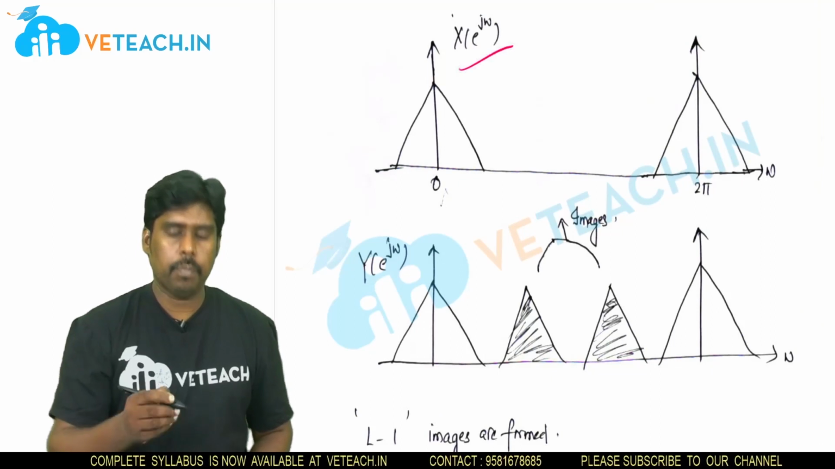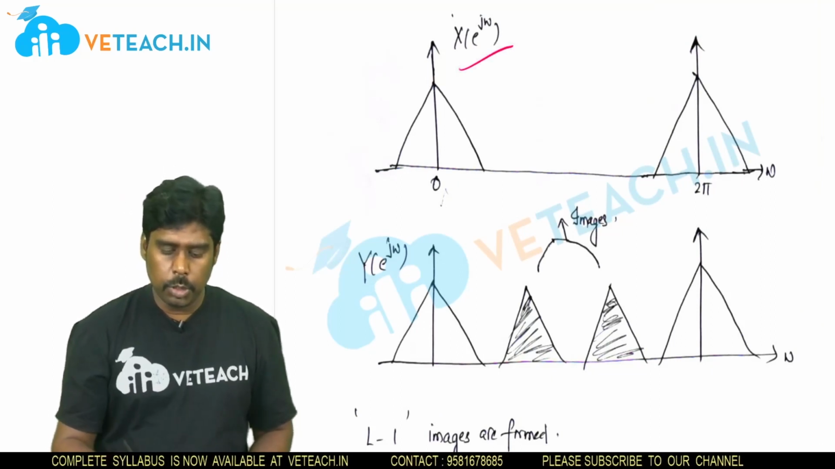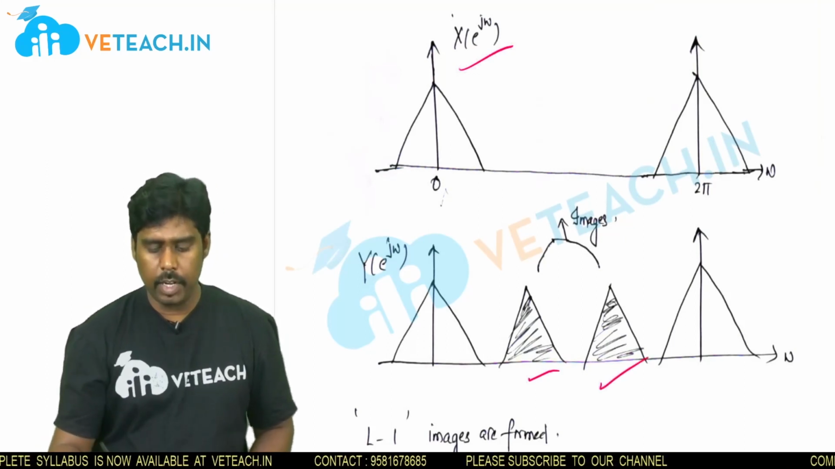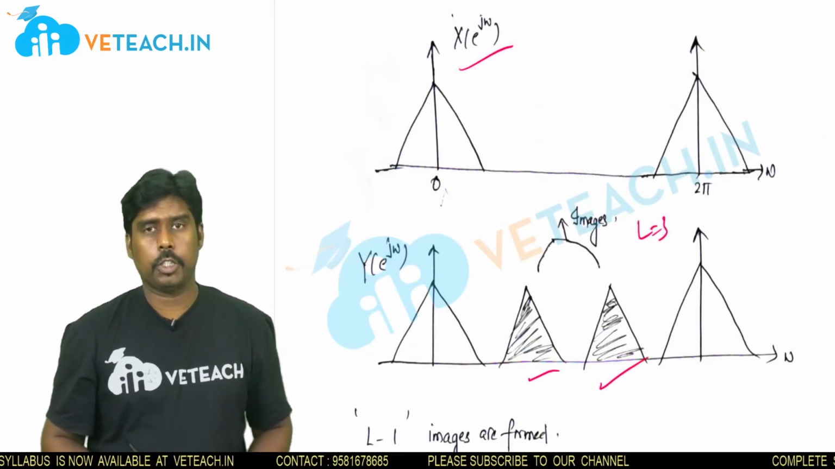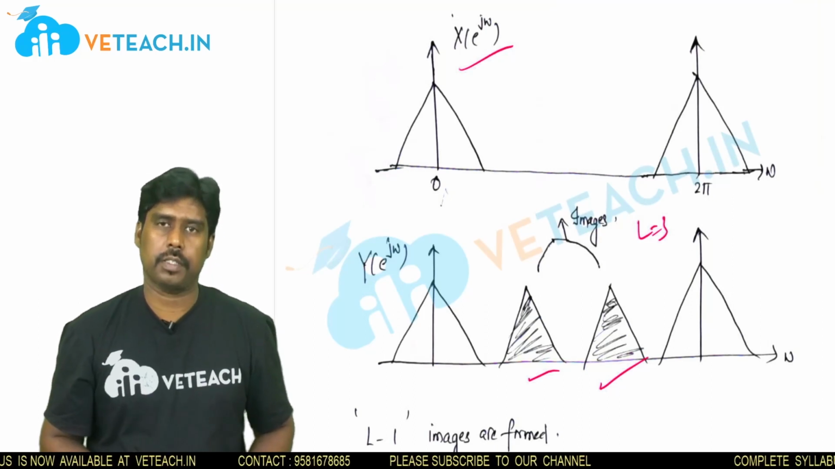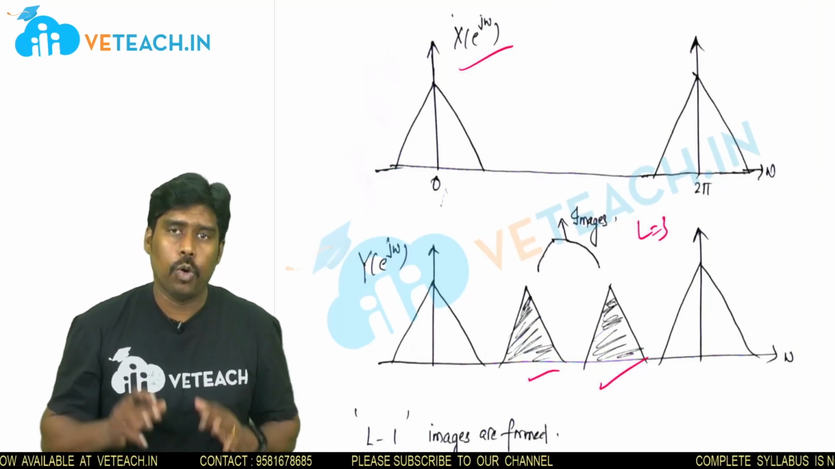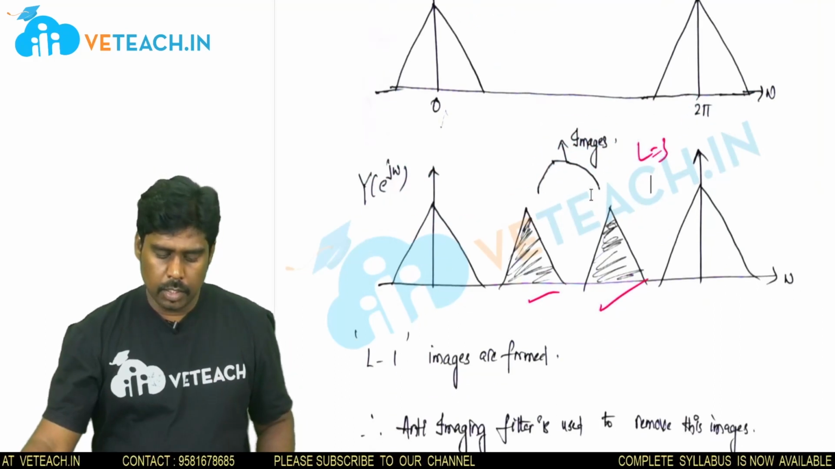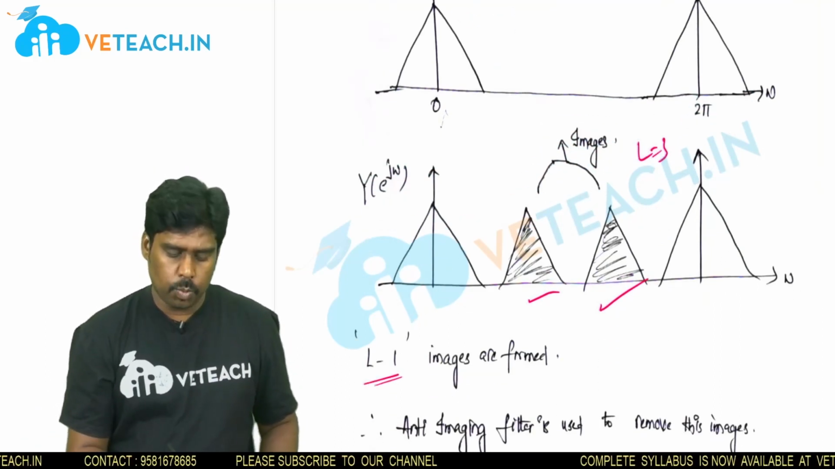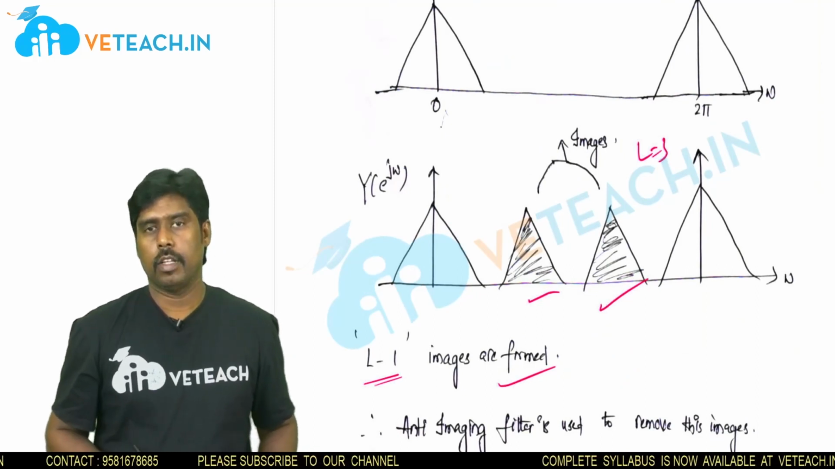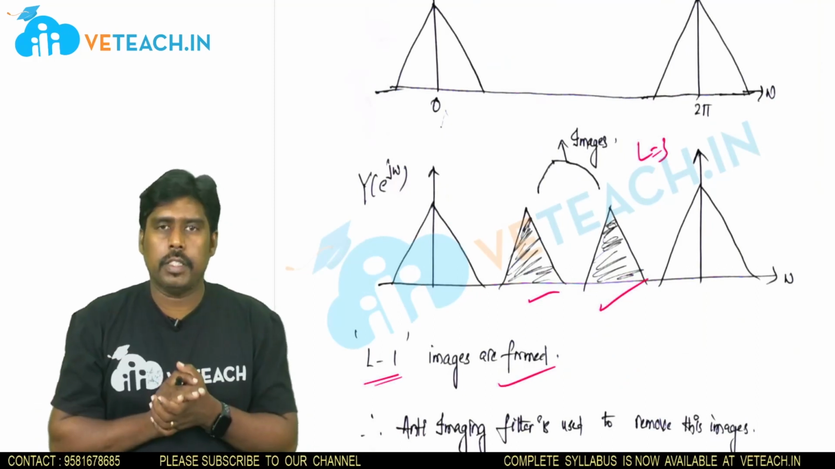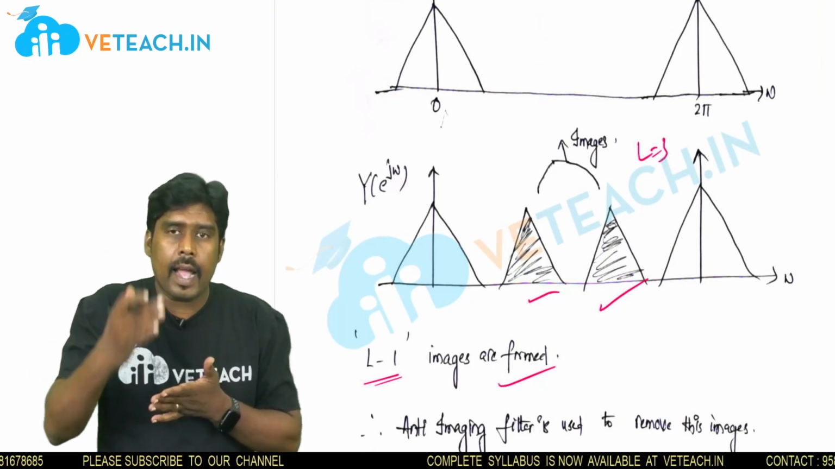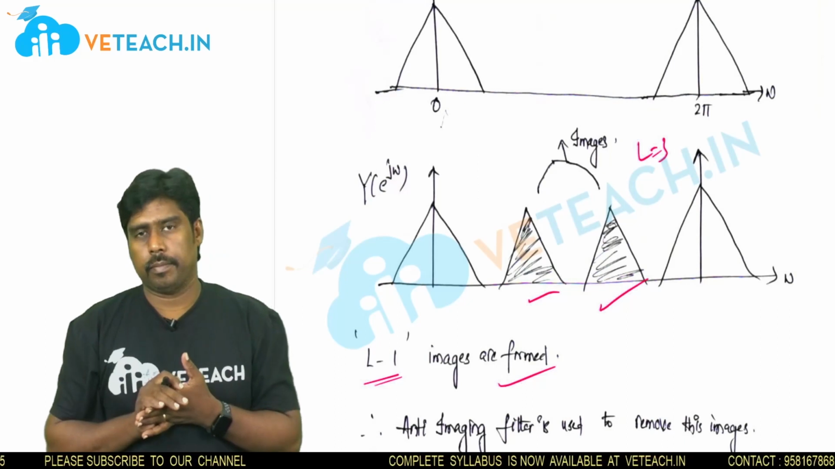If this is the input spectrum, you are going to get L images here. For L equal to 3, you are going to get 2 extra images. For L equal to 4, you are going to get 3 images. This is the problem: L minus 1 images are formed. So to remove these images, we are going to use a filter called an anti-imaging filter.